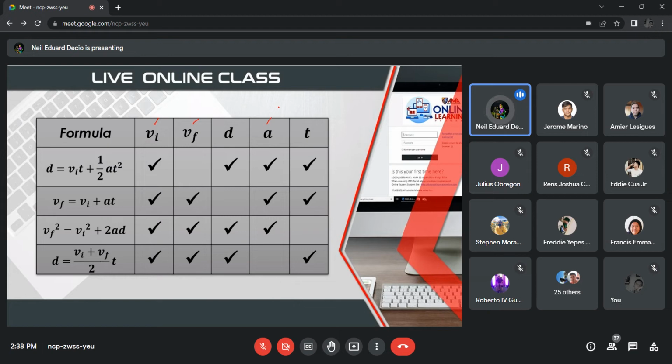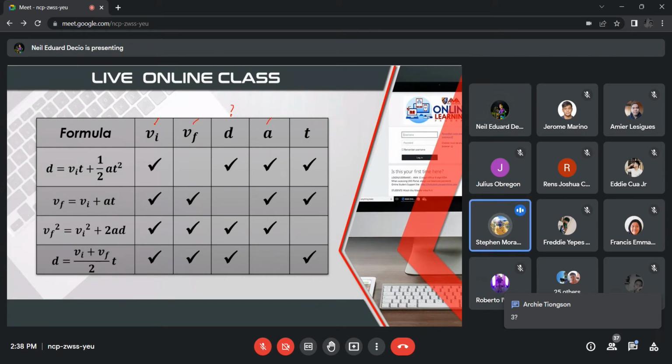Which formula can we use? If we're going for the displacement, and we're given the initial velocity, final velocity, and acceleration, which formula can we use? The second formula? How can we solve the displacement? We're solving for displacement.